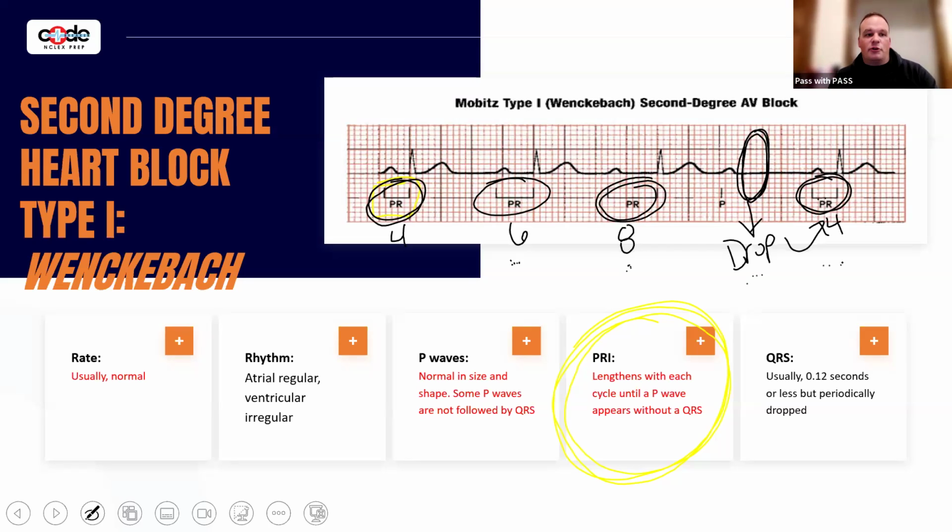Okay. So with my second degree heart block, my type 1, my Wenckebach, my PR interval is getting longer and longer and longer until it drops a beat, meaning I have a P wave and no QRS complex. And then that cycle starts all over again. That is a second degree type 1 or a Wenckebach. That is not classified as a high degree heart block. Okay, so those patients will generally react really well to atropine if they're symptomatic and bradycardic.